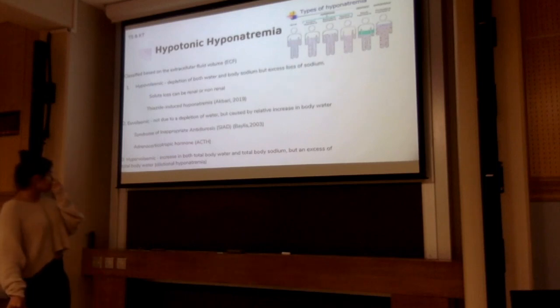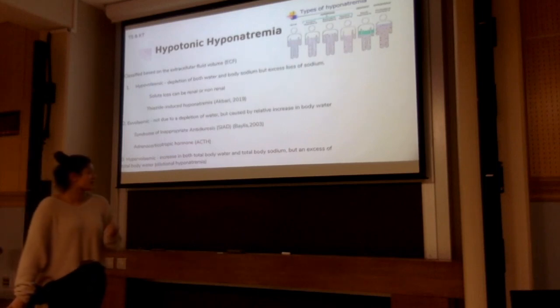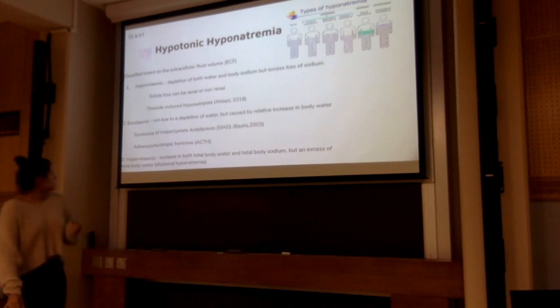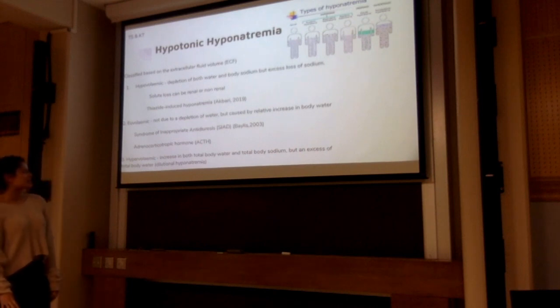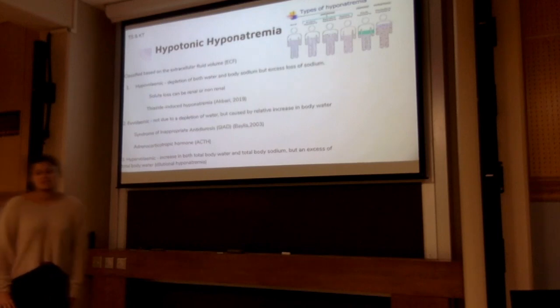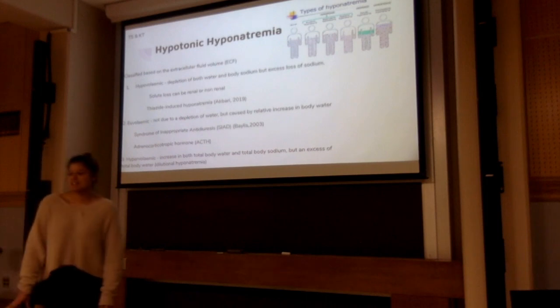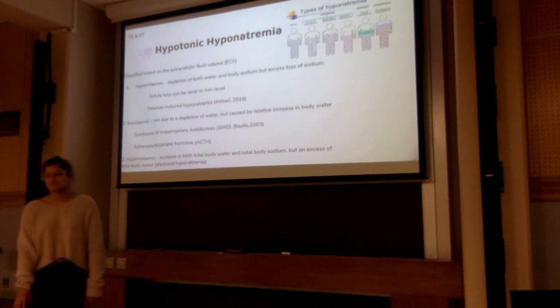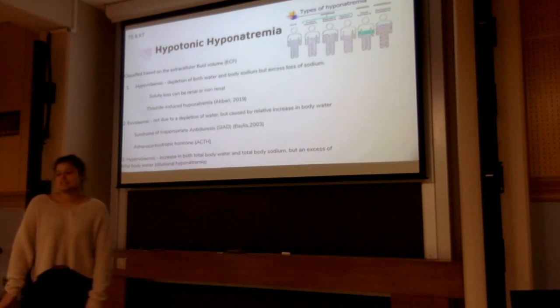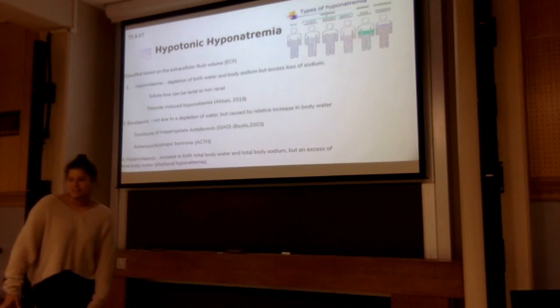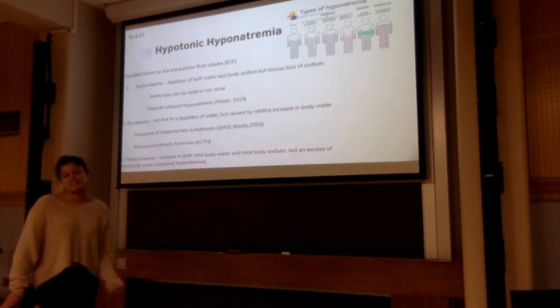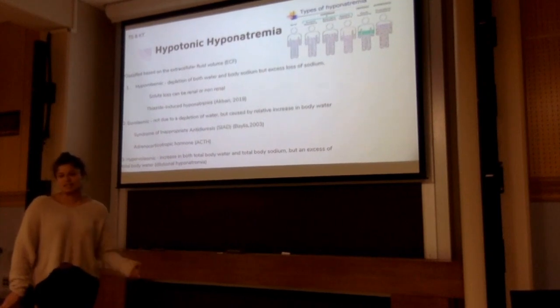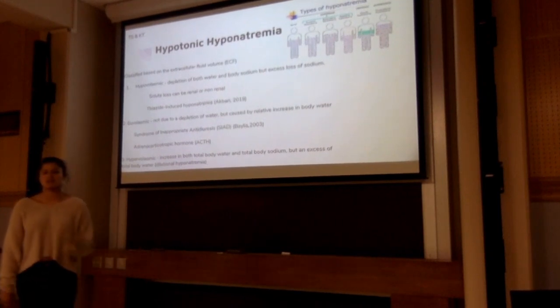And then euvolemic is not due to depletion of water, but caused by a relative increase in body water. So this is from two main things, mostly from syndrome of inappropriate antidiuresis, SIAD, or from adrenocorticotropic hormone, ACTH. So for SIAD, people with SIAD, they don't really have a regulator to tell them to stop drinking because of inhibitory effect of osmoregulated thirst. So it's not sufficient enough to stop their behavior, so they keep drinking and drinking, so this increases the amount of body water that they have.